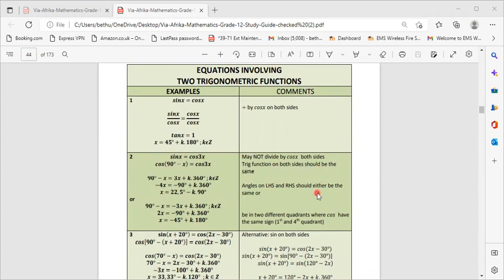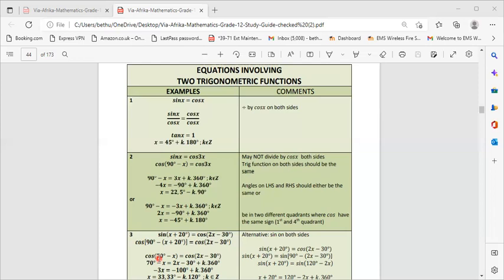Let us say they ask you to solve for x, and what you're given is sine x is equal to cos x. So what you need to do here is divide both sides by cos x. Therefore, on your left-hand side you have sine x divided by cos x, which is equal to cos x divided by cos x. Remember, cos x divided by cos x is equivalent to 1. On your left-hand side, you're left with tan x. Remember the identities? Yes. So what will your x be?